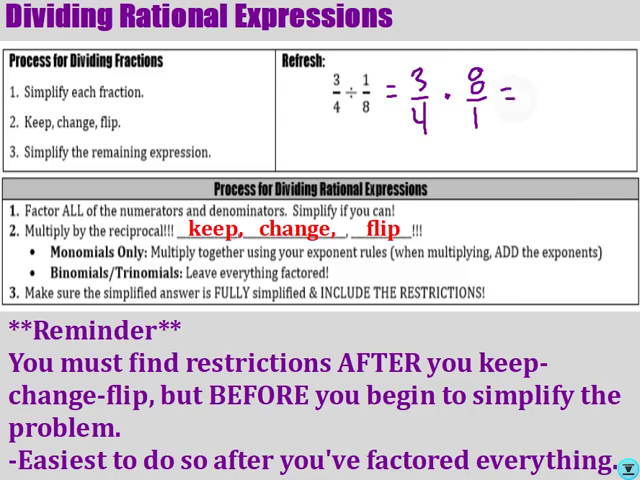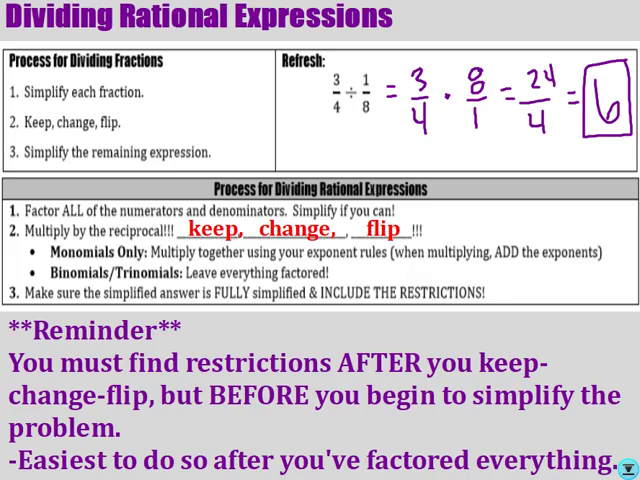Okay, then we multiply straight across just like we've been doing. 3 times 8 is 24. 4 times 1 is 4. And then 24 over 4 is 6. And that's it.